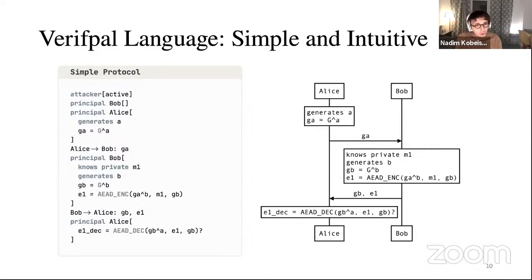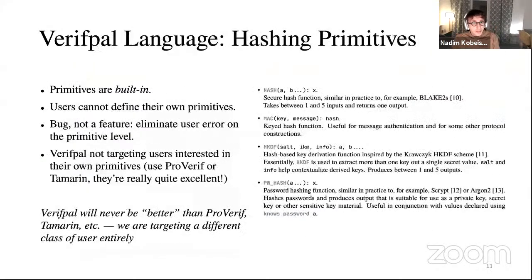So here, if you look on the left, you'll see an example of a simple protocol modeled using Verifpal. And I really like how you can just say, Alice is sending a message to Bob, and Bob is doing this, and he's generating B, and Diffie-Hellman looks very intuitive, right? And we can capture all of this and also give an intuitive experience.